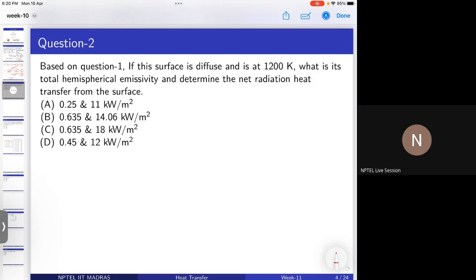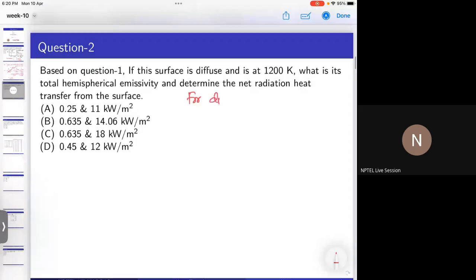So for a diffuse surface, I will give a hint. For a diffuse surface, alpha lambda will be equal to epsilon lambda. So the emissivity and absorptivity will be the same at that particular wavelength, which means this profile of absorptivity and emissivity with respect to lambda will be the same. That is the hint for solving this question. You are asked to find out the emissivity. I think I already explained this in the last class. So now you have got the emissivity map.